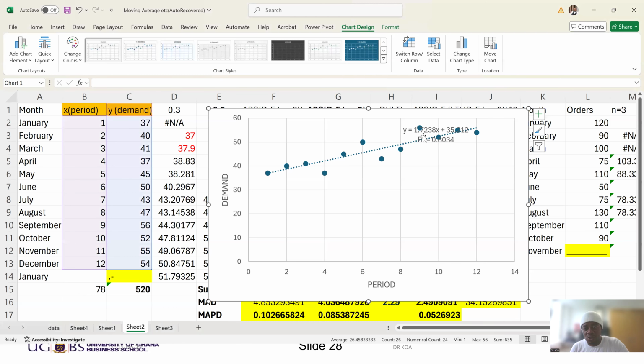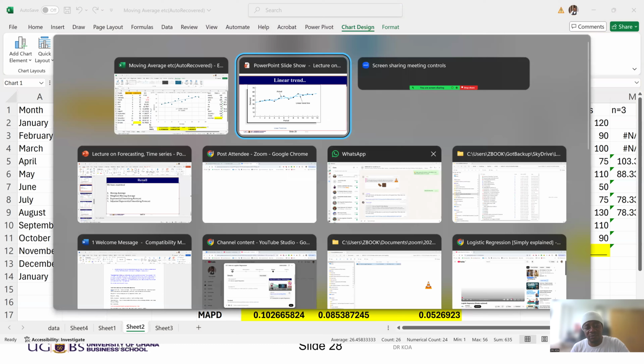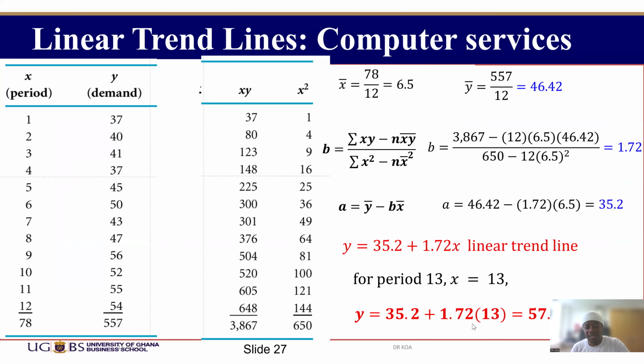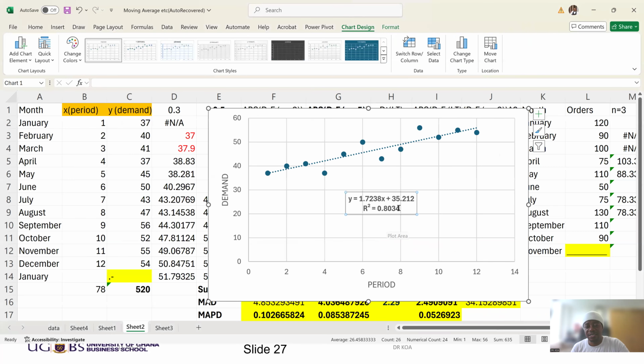Now, you can also move this equation down as I'm doing. You can even bold it by pressing Control B. And you can see that this is actually the equation, isn't it? The 1.7238, and then the 35.21. That is very, very similar to the one we had. Let me just show you the one we had. Okay, 1.72, and then you have 37.2. That's exactly what we have here.